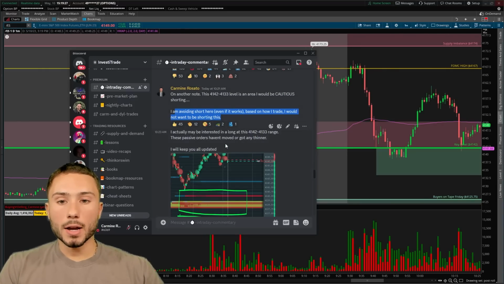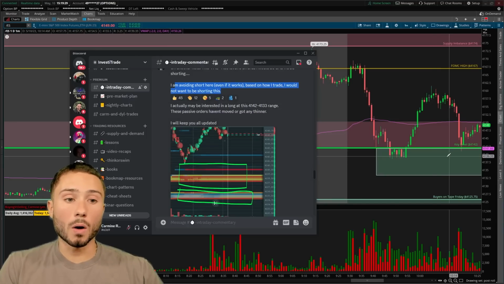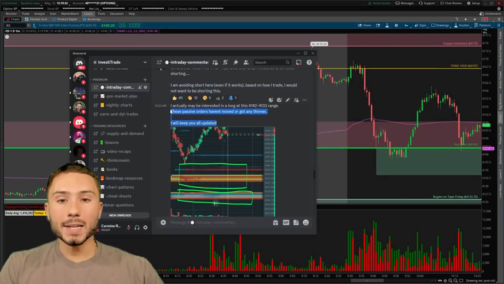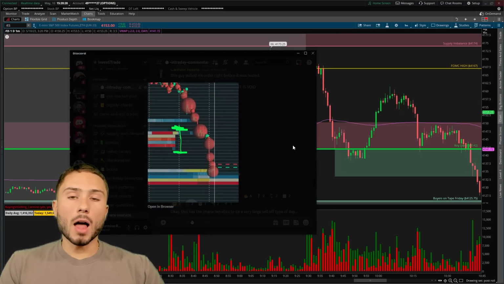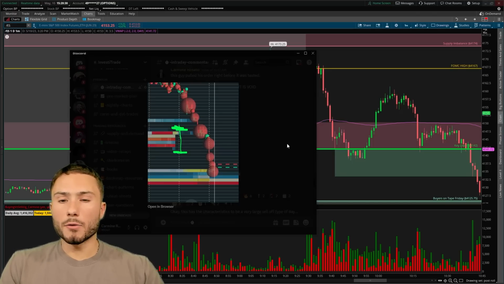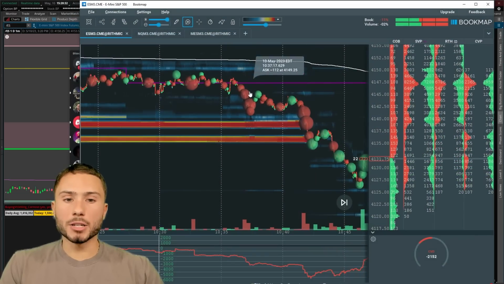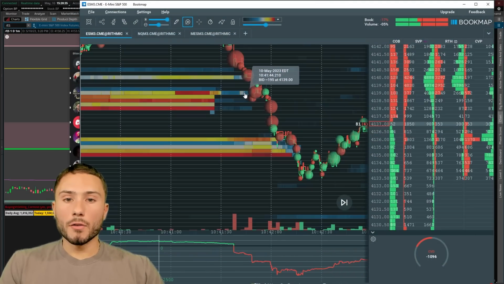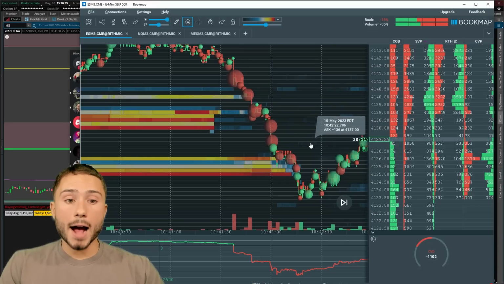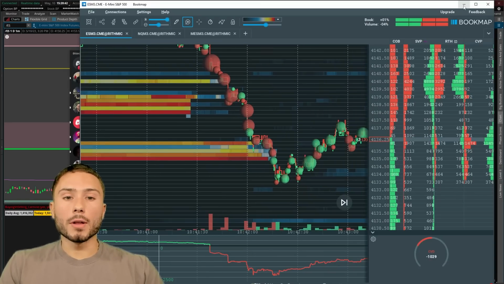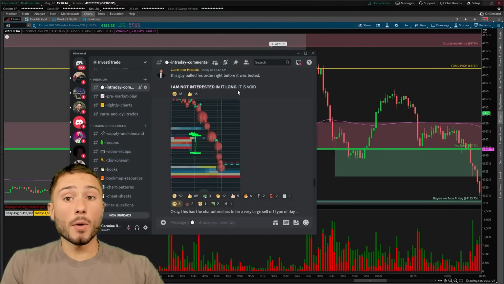Then at 10:23, I said I may be interested in getting long at this range. These passive orders haven't moved and they have not gotten any thinner. Then at 10:42, I said I'm avoiding this long side. That buyer that we saw, that block of 4 ticks or 1 point for about 120 lots that I just mentioned, when we got that sell-off, he pulled his order, meaning he removed it. Then the lower order actually got filled around 4133, 4134. So I said I'm avoiding the long side at 10:42 when the market looked like this.